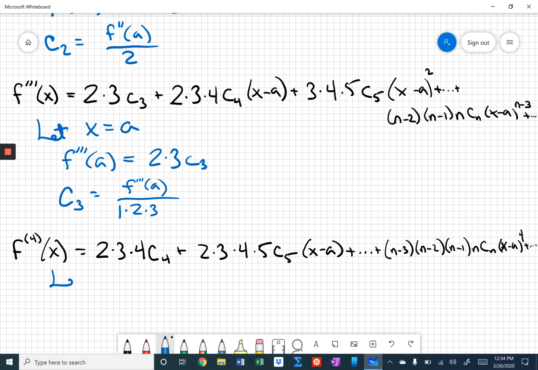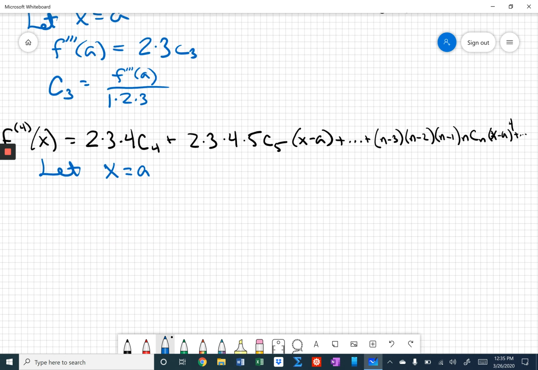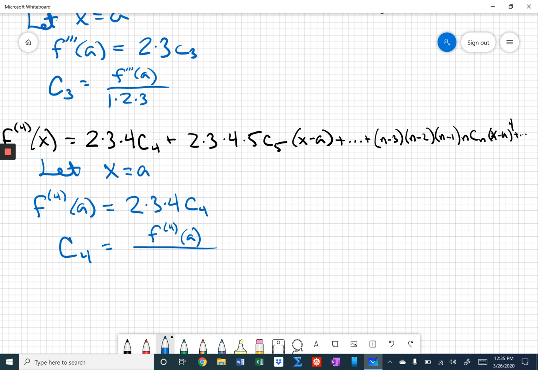And one more time, let's let x equal a. And when you do that, your fourth derivative of f at a is going to be just 2 times 3 times 4 times c sub 4. Every other term goes to 0. And so c sub 4 is going to be equal to the fourth derivative of f at a divided by 2 times 3 times 4. Or again, as the last hint, 1 times 2 times 3 times 4.